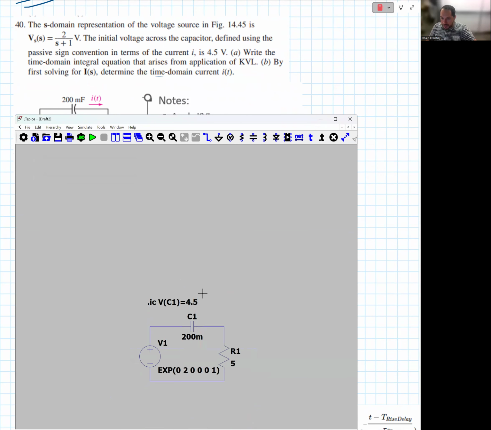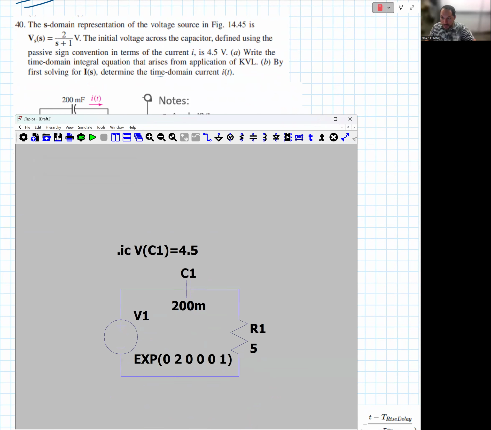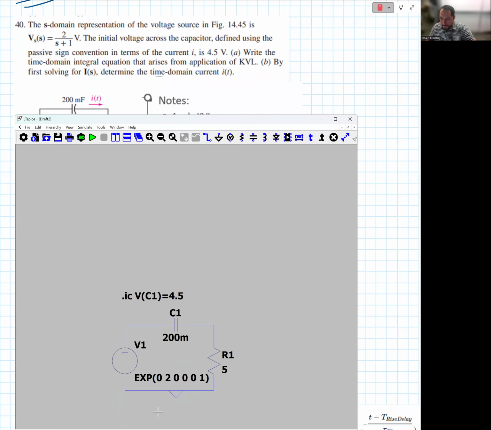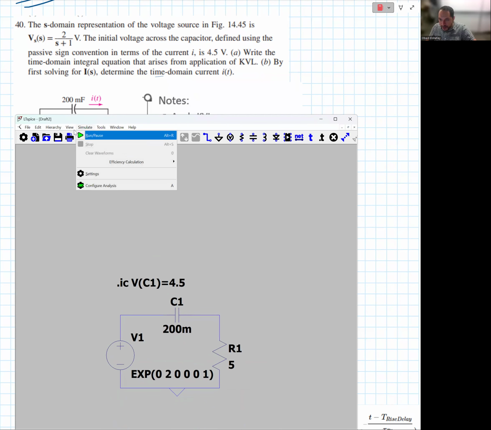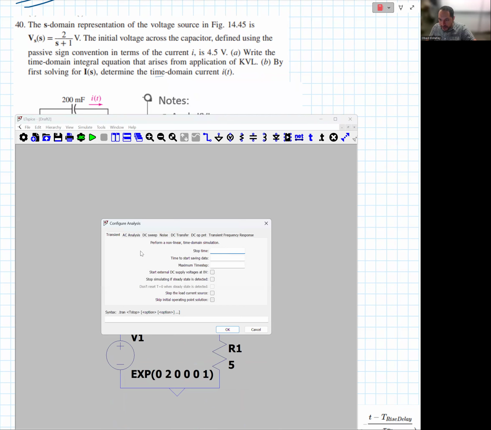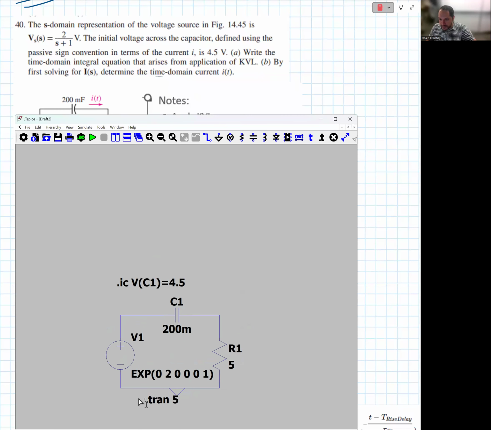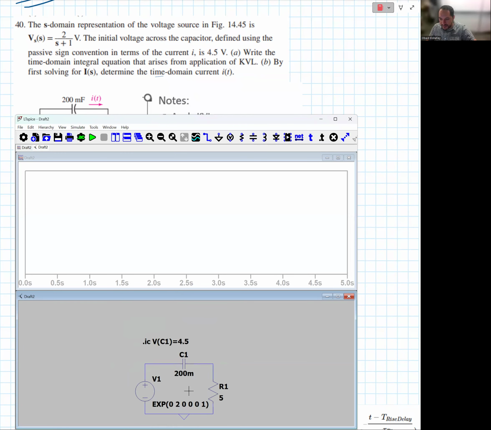Let's put it here. And what kind of simulation are we going to do? First, we should place a ground. If everything is correct, we can simulate. Configure analysis. Let's do a transient simulation for 5 seconds. Usually it's 5 times tau. Well, tau was 1, so we simulate for 5 taus. That's when a capacitor is fully charged, or sometimes some people like to go for 10 taus. Everything else can be left as default. Let's put this simulation here and run. We might have mistakes that we can correct.